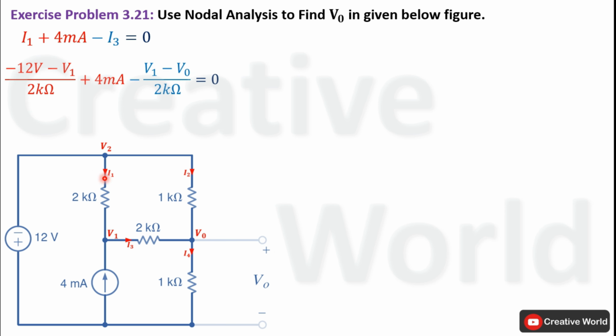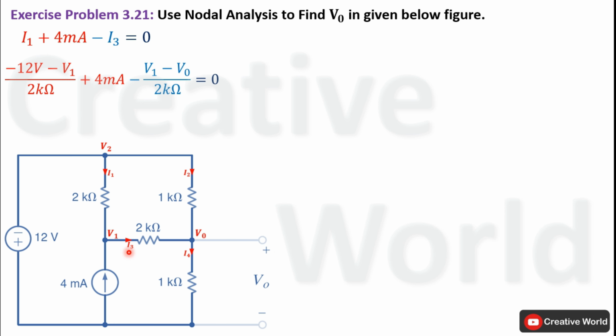Current I1 will be equal to the potential difference of these 2 node voltages divided by the value of resistance. Because the direction of current I1 is from node 2 to node 1, which indicates that node 2 voltage potential will be higher than node 1. That's why we have subtracted V1 from V2. Here V2 was equal to minus 12 volts. So the equation of current I1 will be minus 12 volts minus V1 divided by 2 kilo ohm.